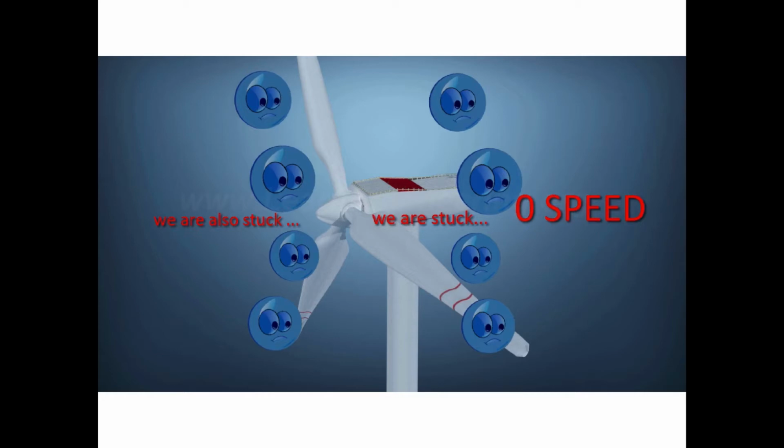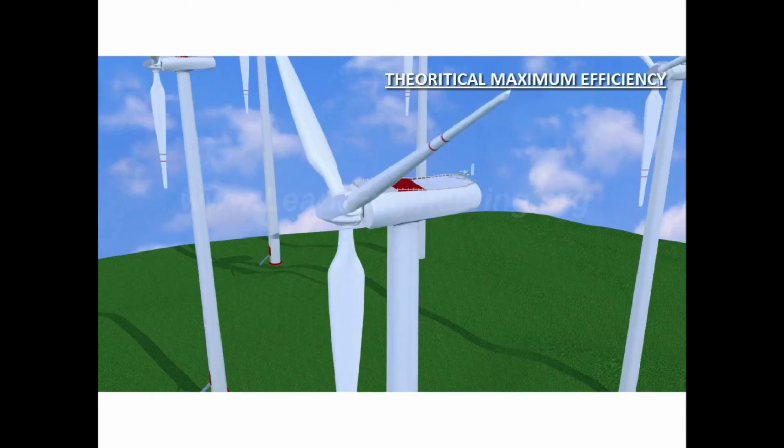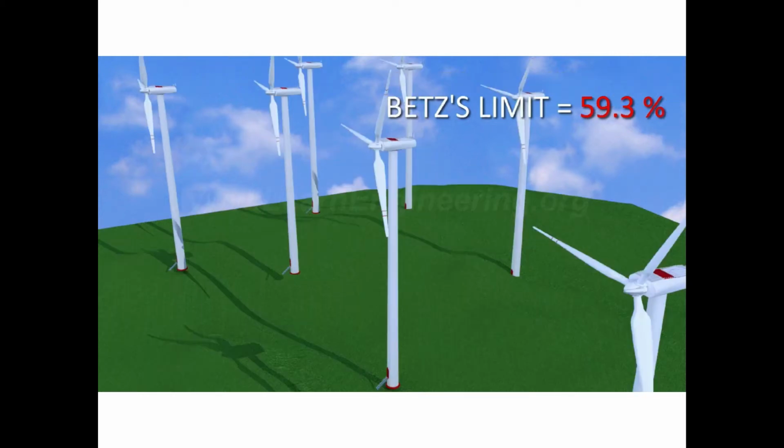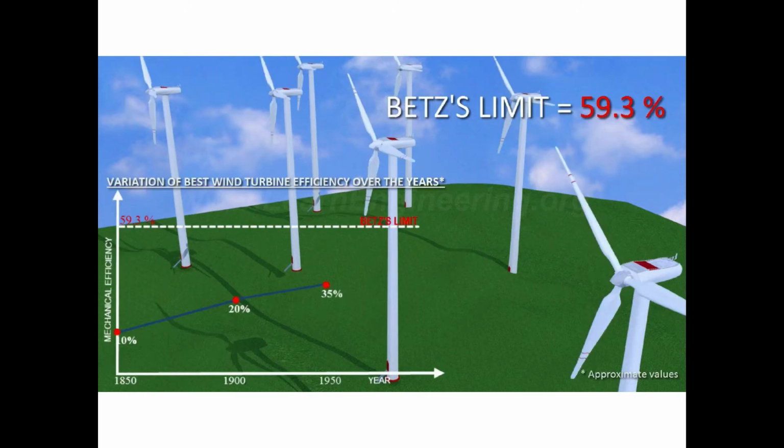That means that there is a theoretical maximum efficiency a wind turbine can achieve. This limit is known as Betz's limit. Essentially, it means that no wind turbine in the world can ever cross the efficiency limit of 59.3%. We hope you have now developed a good insight of the operation of wind turbines. Thank you.